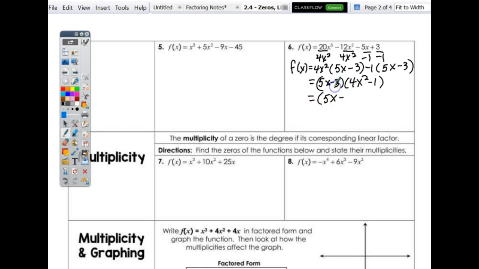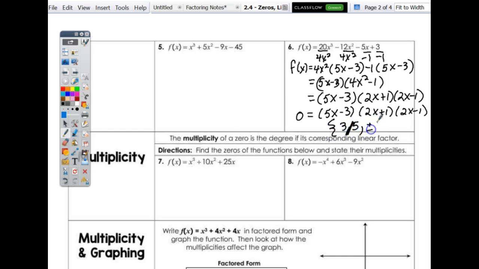This is 3. And if I set it equal to 0, then I can get my answers. So I get 3/5 and plus or minus a half.